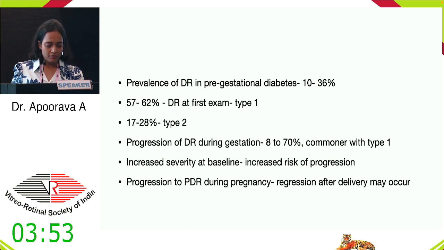It is commoner to have progression of diabetic retinopathy during gestation in type 1 diabetics. It's a very wide range, from 8 to 70%. Increased severity at baseline has an increased risk of progression. There can be a progression to PDR very aggressively during pregnancy, and there is a possibility of spontaneous regression after delivery.